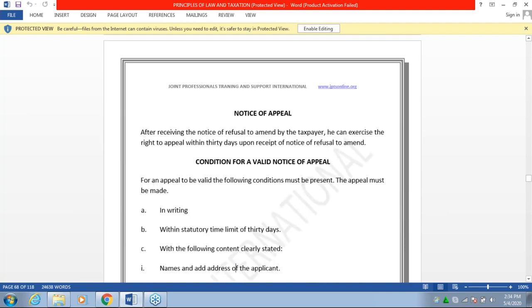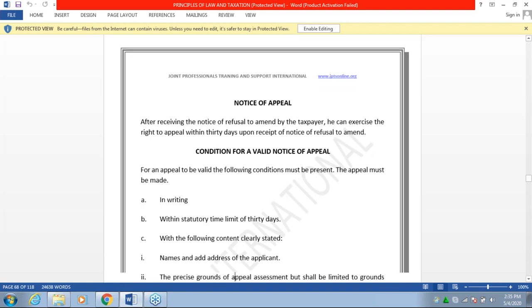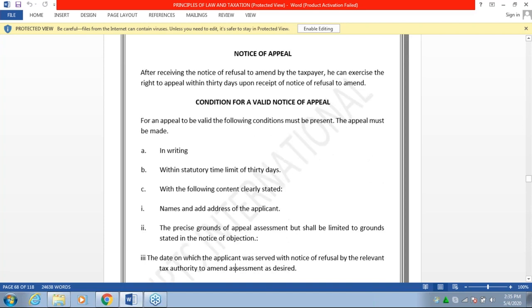Now, notice of appeal. If the relevant tax authority sends a notice of refusal to amend to the taxpayer, at the same time, that is the law, the taxpayer has the right to appeal after receiving the notice of refusal to amend. So he can exercise the right to appeal within 30 days upon receipt of the notice of refusal to amend. But there are certain conditions for a valid notice of appeal. It has to be in written form, and it has to come within the statutory time limit of 30 days, with the following content clearly stated.